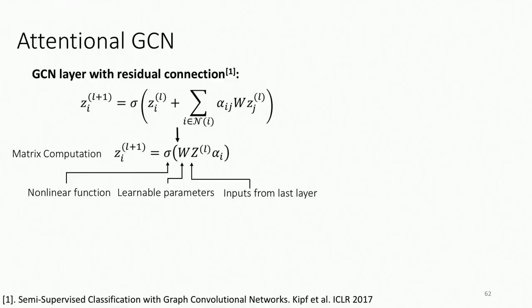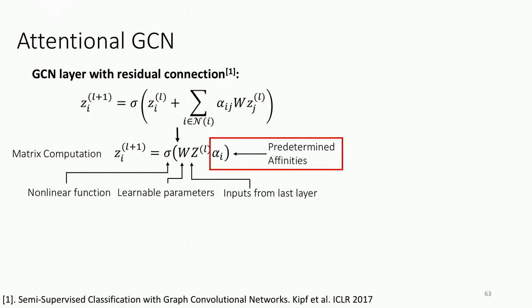On the other hand, the attentional GCN is trying to perform the propagation across the graph. And the original GCN layer is like this. So we can see that the important part in this formula is that the alpha is not learnable, it's a predefined affinity, because it's usually used in, for example, social networks. We already define the connections. However, in our case, we do not have this kind of prior knowledge.